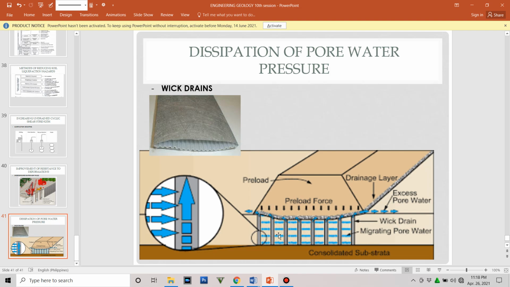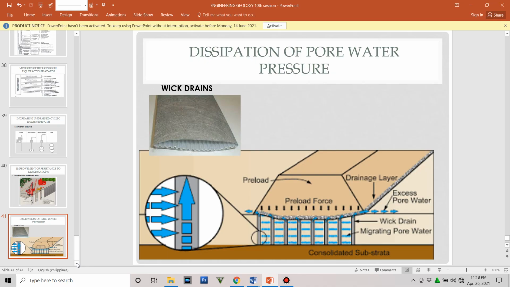Okay? So, the pore water will migrate into the weak drains so that yung excess pore water tatanggalin natin sa clay. So, if that happens, hindi na magiging undrained. Magiging drained na siya. So, mas maganda yung condition ng soil. Okay? So, those are some basic principles that you need to understand.